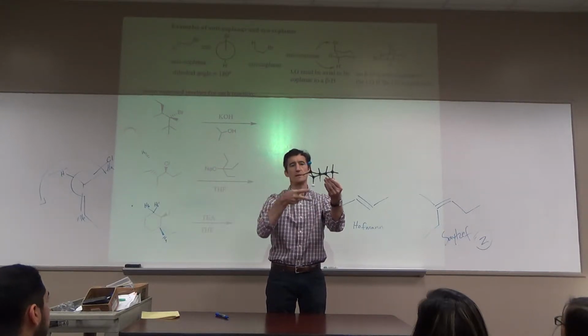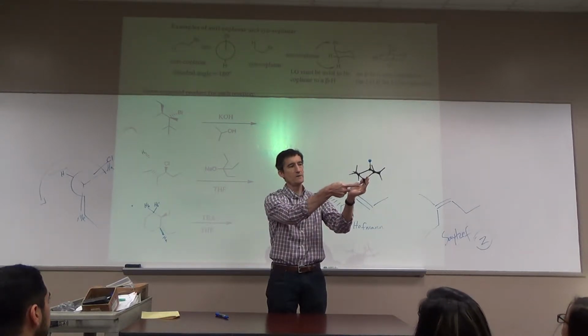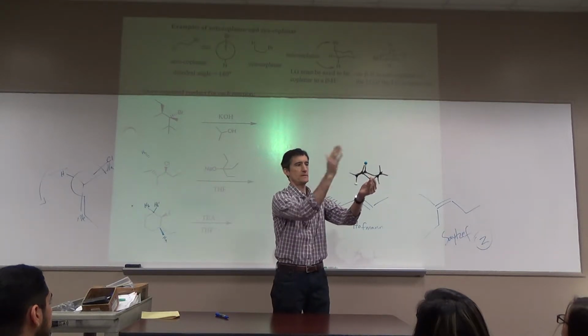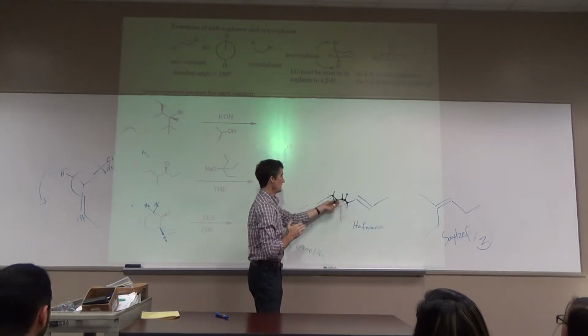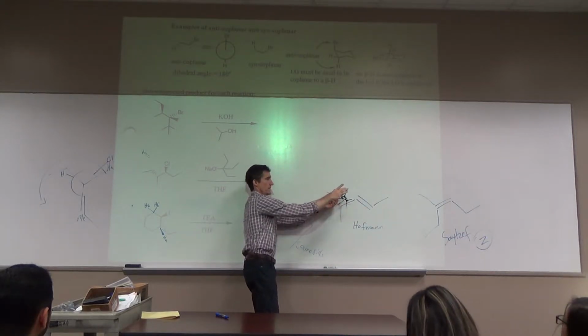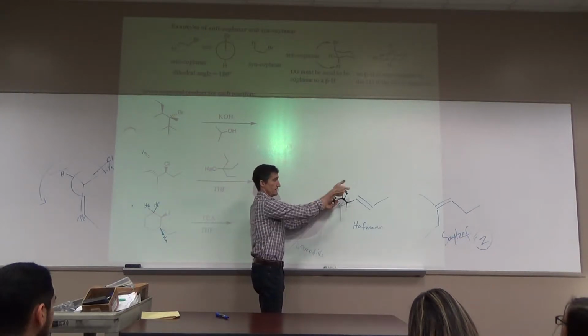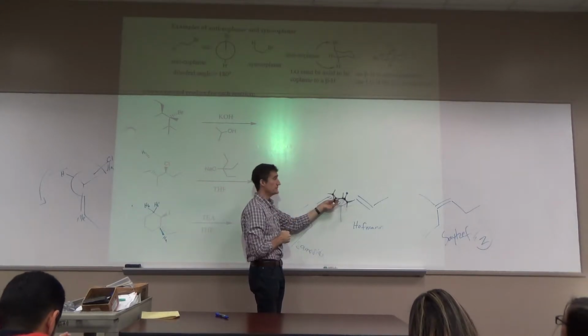Now let's look at the two H's. Now the white one is coplanar. Look at the plane, the blue and the white. If that's a plane of paper right through here, like the wall, they're now coplanar. They're also anti. Good to go for elimination.